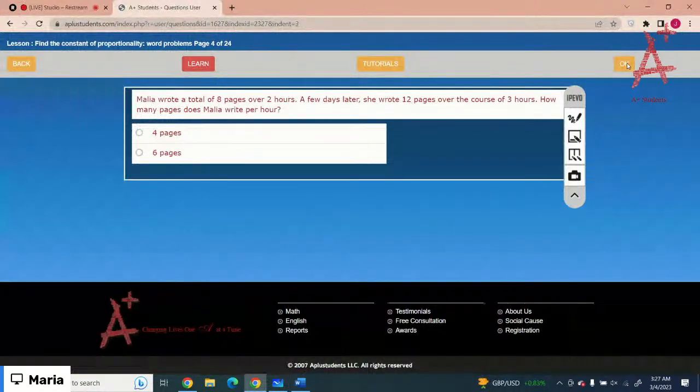Okay, Maria wrote a total of 8 pages over 2 hours. A few days later, she wrote 12 pages over the course of 3 hours. How many pages does Maria write per hour? You have to calculate the pages written per hour. Got it? So it would be pages and time.